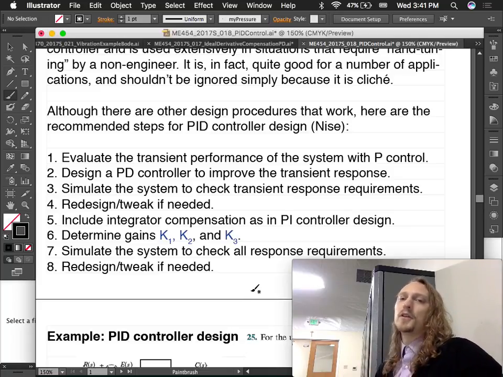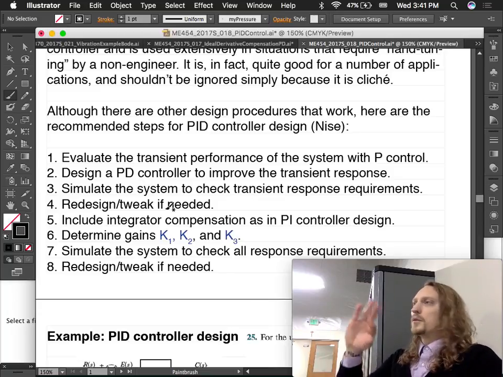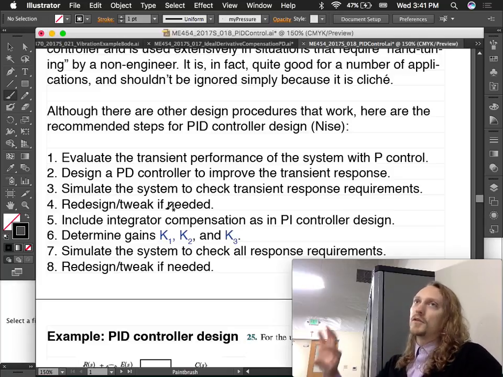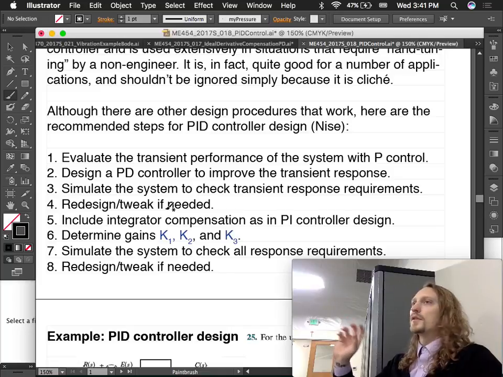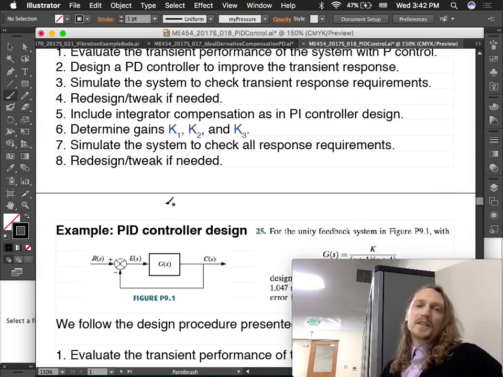So when we go through at each step and we're determining what the gain is on the root locus, those are not corresponding one-to-one with the integral and the derivative gains, but you can compute them. They're related to each other in the end. We'll just wait till the end and compute them. So we could tell somebody to hand tune an integral one up to a certain amount, a derivative one to a certain amount. You could tell them what to hand tune it to. Simulate the system to check all response requirements, and then redesign and tweak if needed.